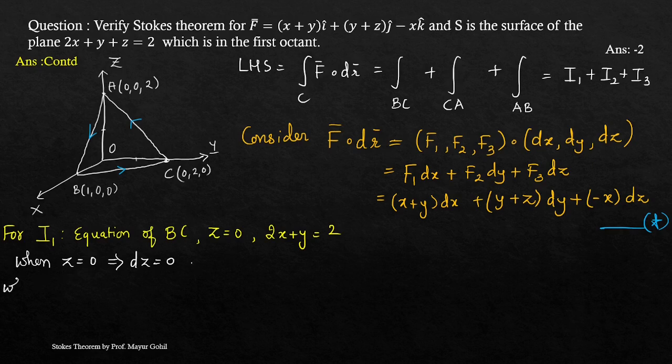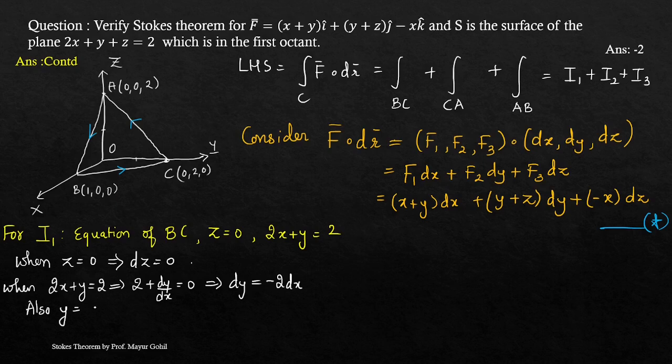Now when 2x plus y is equal to 2, we get 2 plus dy by dx is equal to 0, which implies dy is minus of 2 dx. Okay, so this is what we have got. And there is one more thing we can see also, that is y is equal to 2 minus 2x. This is what we can get.